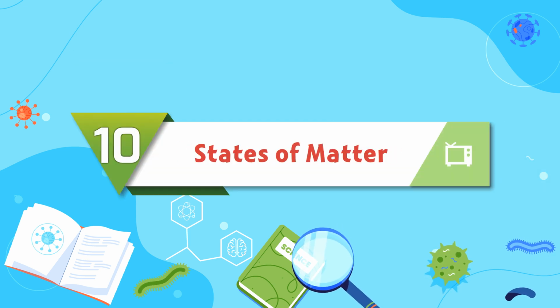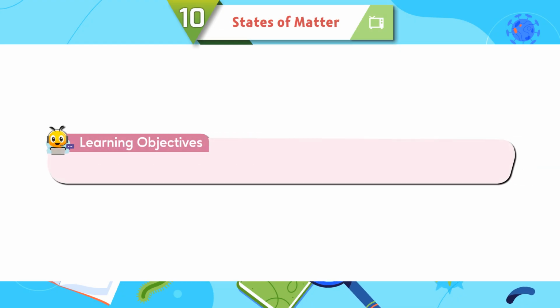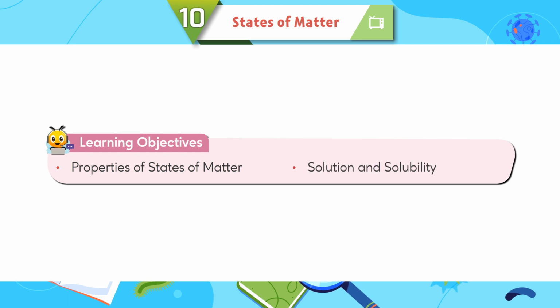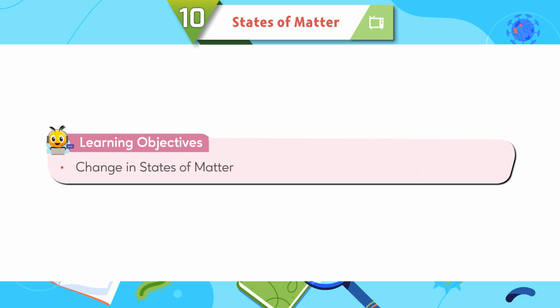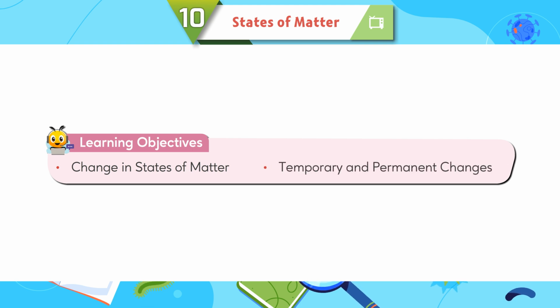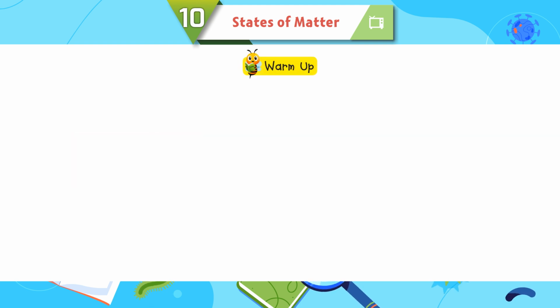Chapter 10: States of Matter. Learning Objectives: Properties of states of matter. Solution and solubility. Change in states of matter. Temporary and permanent changes. Warm up.